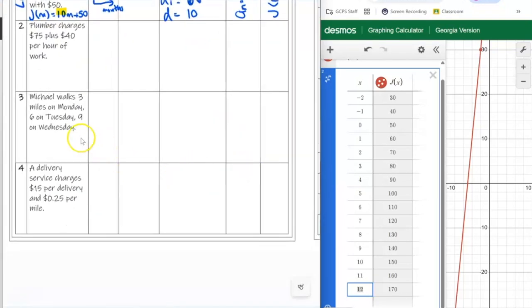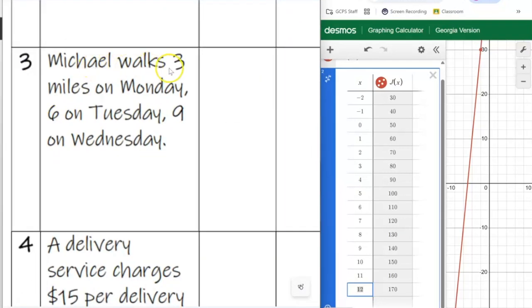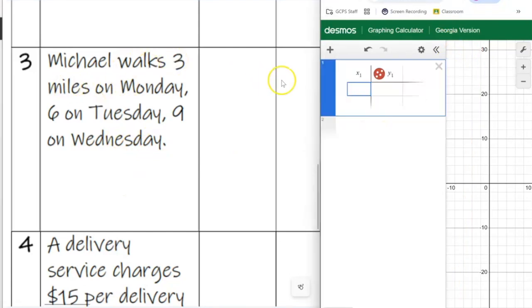All right, let's take a look at another example. So I started off with a linear one. Remember, linear has a start and a change. If you look at this question right here, it says Michael walks 3 miles on Monday, 6 on Tuesday, 9 on Wednesday. Okay, so let's start creating a table. 3 miles on Monday. So Monday is day what? 1. It is not day 0, so he walks 3 miles on day 1. The first day he walks 3 miles. On Tuesday, which is going to be day 2, he walks 6 miles. On Wednesday, which is going to be day 3, he walks 9 miles.